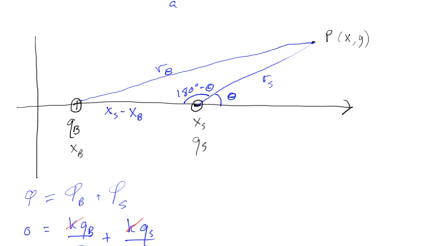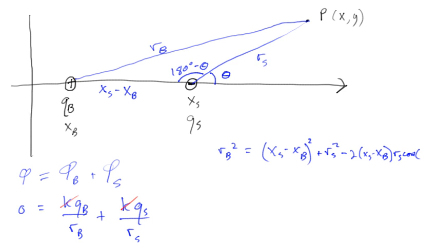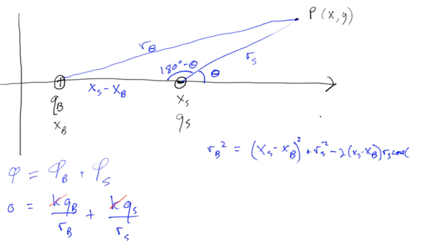So I'm going to use that here, and in my case this becomes RB squared is equal to XS minus XB quantity squared plus RS squared, plus or minus 2 times XS minus XB times RS, so it's the product of these two sides, times the cosine of, I'm going to have to move over a little bit, cosine of 180 degrees minus theta.